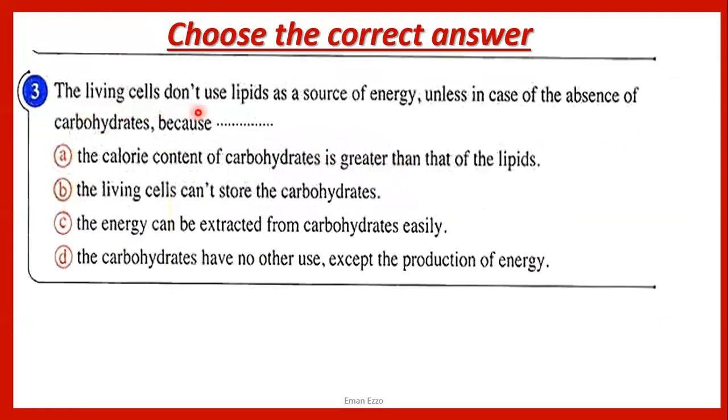The living cells do not use lipids as a source of energy unless in case of the absence of carbohydrates because... احنا عارفين ان الليبيدز والكربوهيدراتس both of them are a source of energy. بس قلنا طول ما الجسم عندنا فيه كربوهيدرات هيفضل يستخدم الكربوهيدرات as a source of energy لغاية اما ما يبقاش فيه كربوهيدرات خالص. بعد كده يبتدي يعمل breaking down للليبيدز for production of energy. طب يا ترى هو بيعمل كده ليه؟ عشان الكالوري content of carbohydrate is greater than that of the lipids.